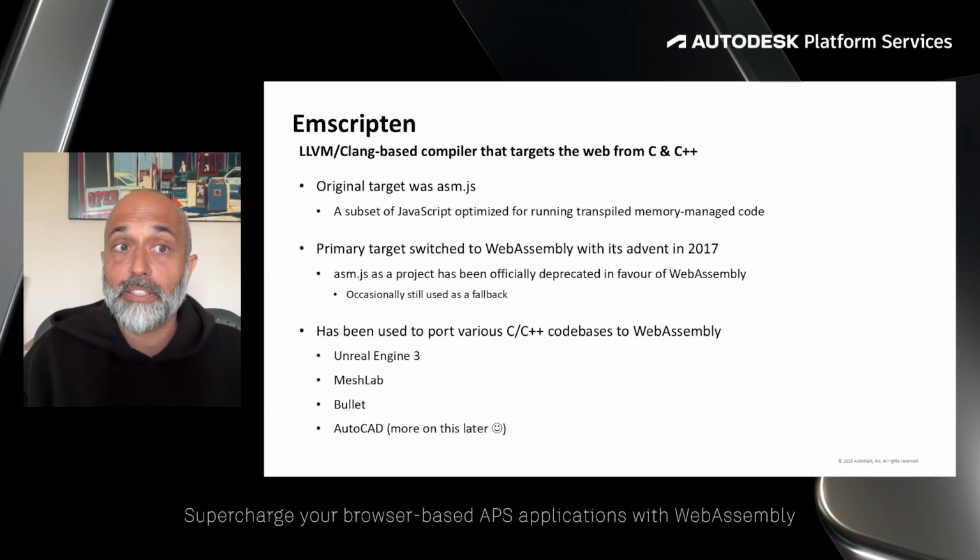Now, back in 2017, the primary target for Emscripten was switched from ASM.js to WebAssembly. So ASM.js as a project has basically been deprecated at this point in favor of WebAssembly, though it's occasionally still used by applications as a fallback. Emscripten's been used to port a number of very consequential C and C++ code bases to WebAssembly, so Unreal Engine, MeshLab, Bullet, and important from our perspective, AutoCAD, which we'll talk about in a bit.